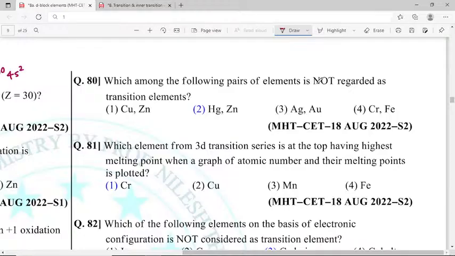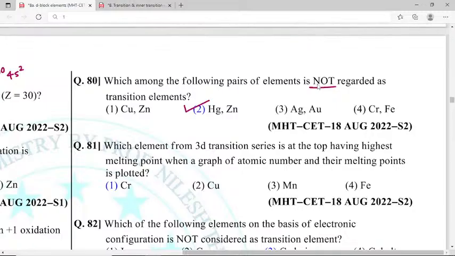Which among the following pairs of elements is not regarded as a transition element? Mercury and zinc, due to the completely filled (n-1)d10 electronic configuration.